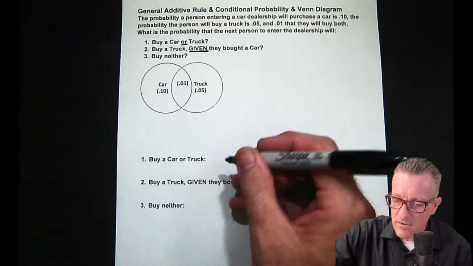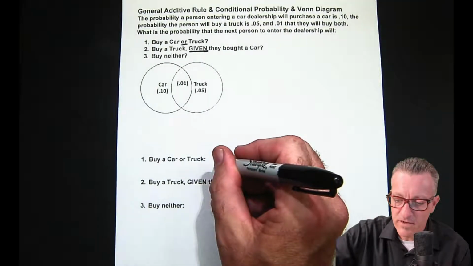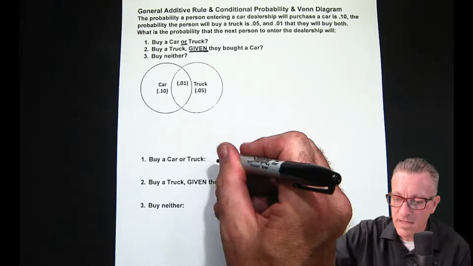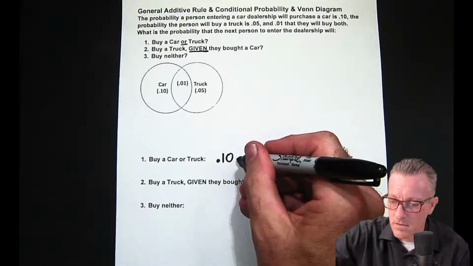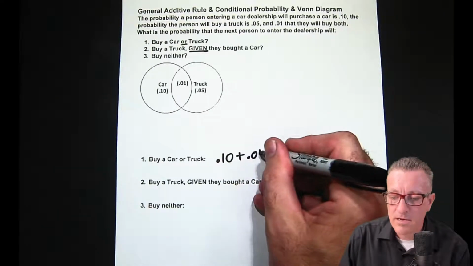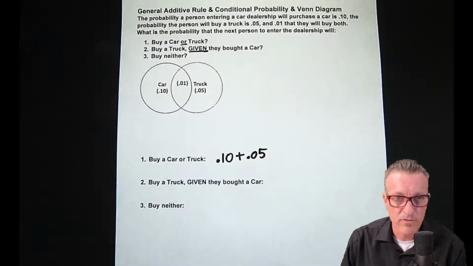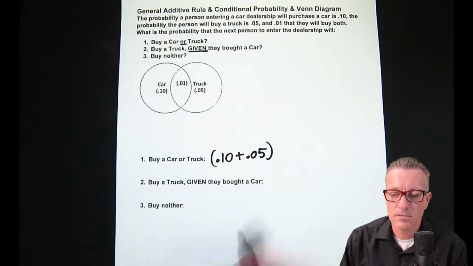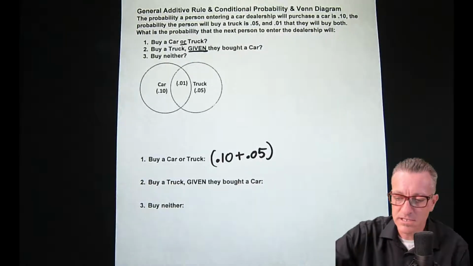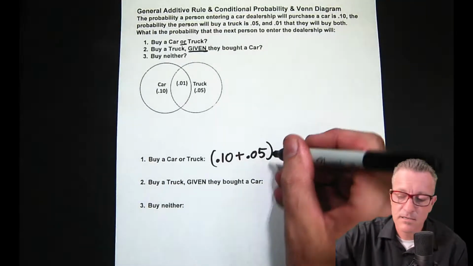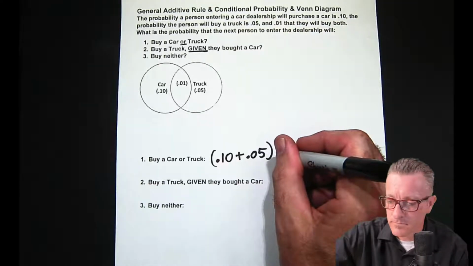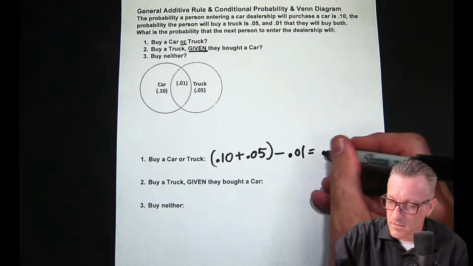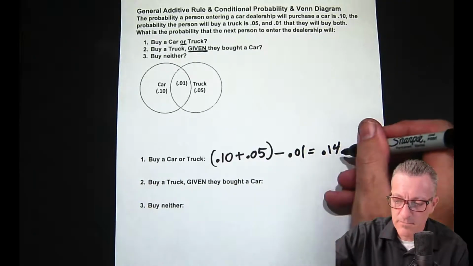So, okay, let's sort this out. We're going to write down the probability of buying the car, which is 0.10, and then the probability of buying the truck is 0.05. Now, in this case, we're not looking for both, so we have to subtract both. Otherwise, we're double counting the middle. So we end up with an answer of 0.14, or 14%.